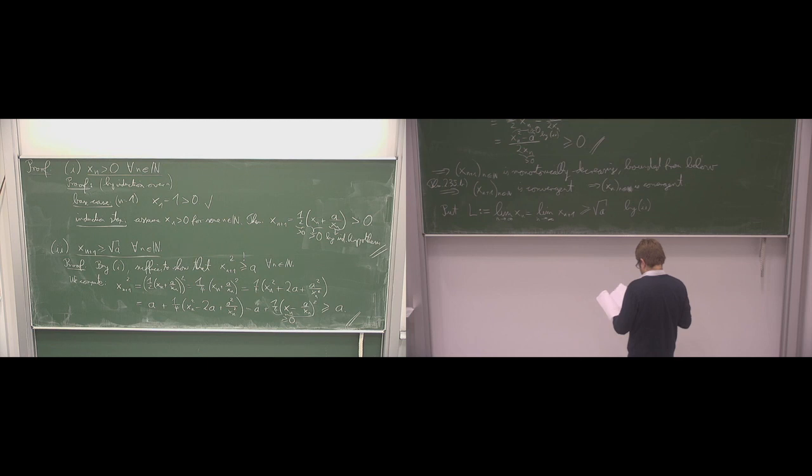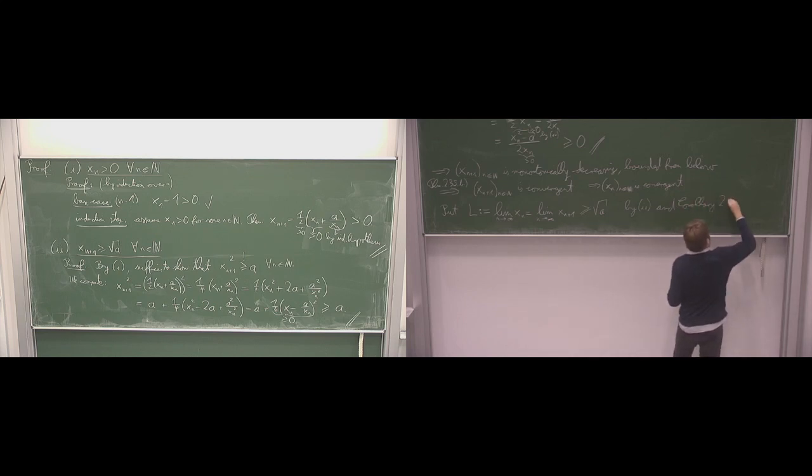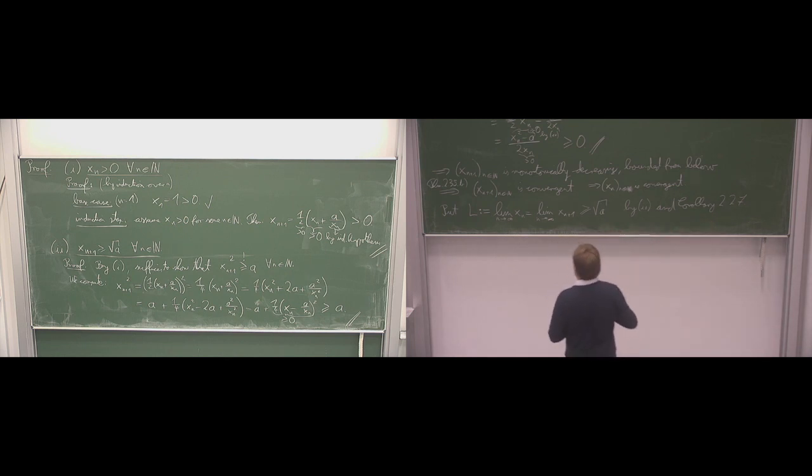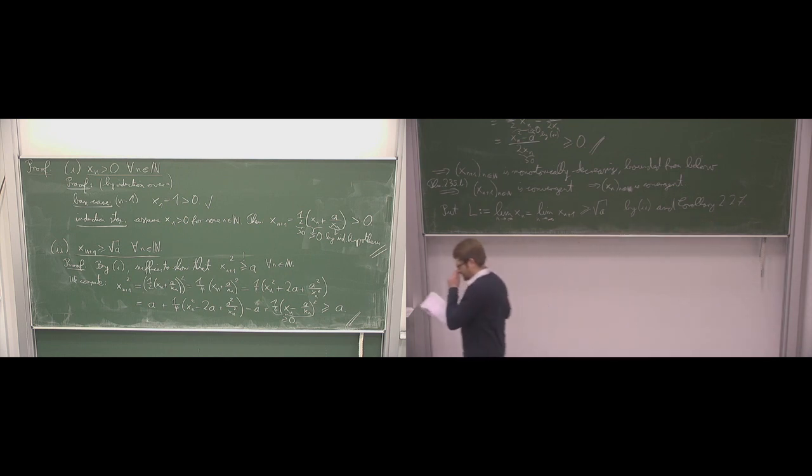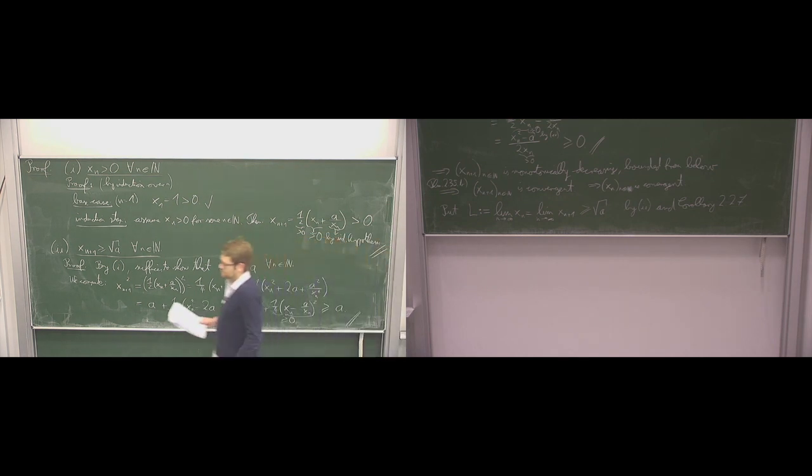Let me quickly check, corollary 227. I already need to erase, and then we'll see. Okay, we have the limit, which is bounded from below by the square root of a.